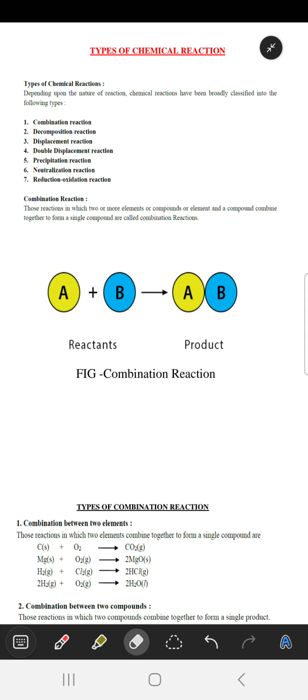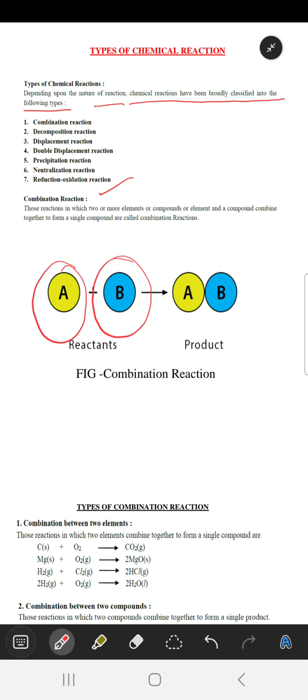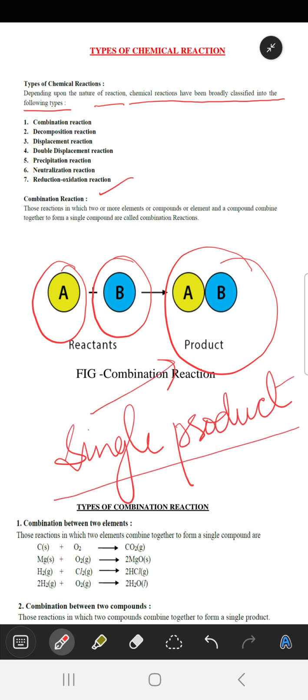The subject is chemistry. In this video, we are going to discuss the types of chemical reaction. Depending upon the nature of the reaction, chemical reactions have been broadly classified into 7 types. Our first type is the combination reaction. In a combination reaction, two or more reactants combine together to form a single product.